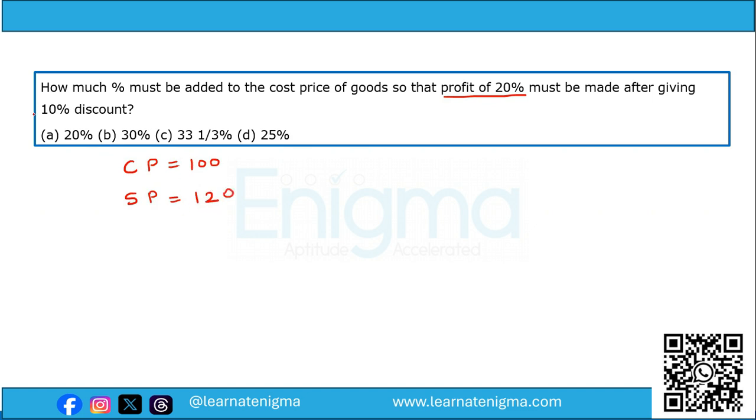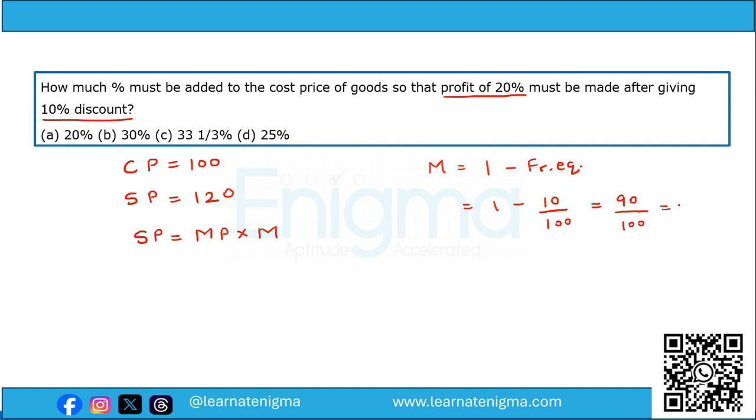Now, whenever discount percentage is involved, you can use this formula. Selling price is equal to marked price into multiplier. Now, discount conceptually is a percentage reduction. So this multiplier becomes 1 minus the fraction equivalent of the percentage. So in this case, it is a 10% discount. So it becomes 1 minus 10 upon 100. So therefore, it becomes 90 upon 100, or you can say 9 by 10.